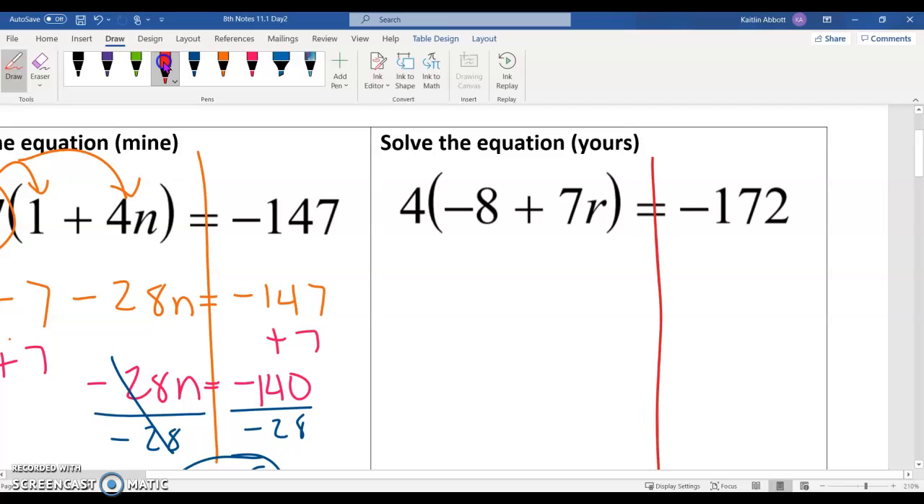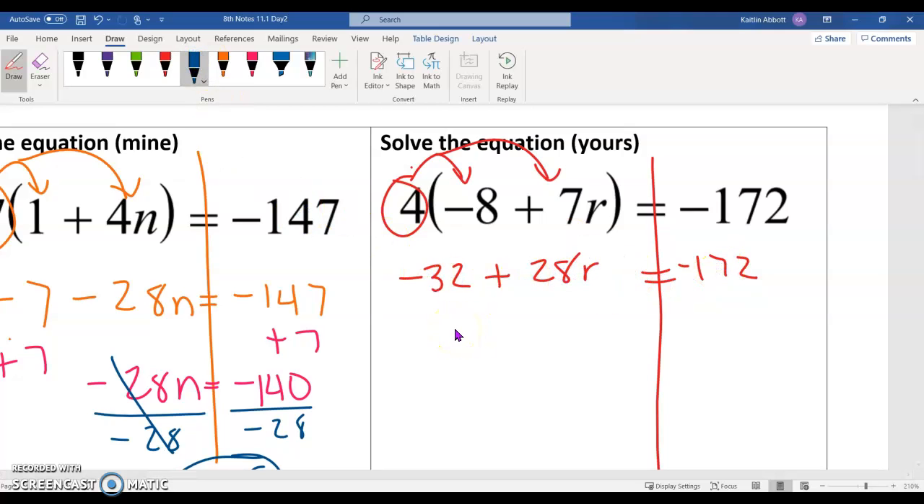Okay, welcome back. Hopefully you cut your problem down the middle and you have distributed this +4 to both numbers, both terms on the inside. 4 times 8 is 32, and then positive times a negative is a negative. Plus 4 times 7 is 28r equals -172. Now I've got to get this term by itself, so I've got to get rid of this +32.